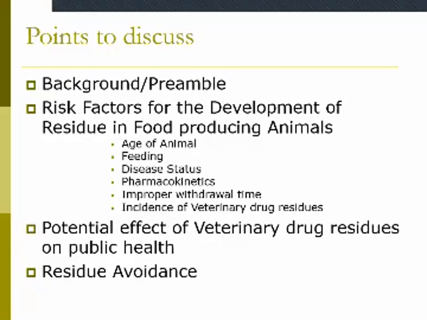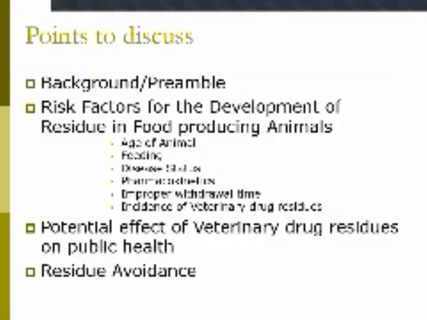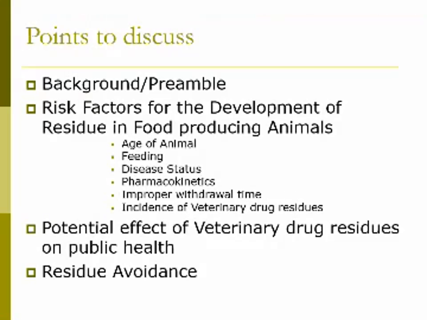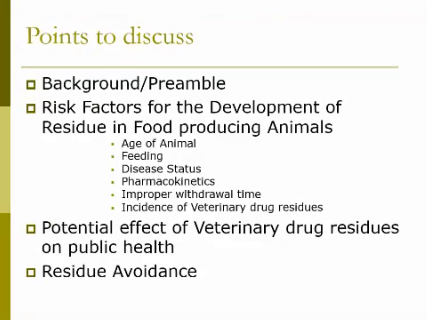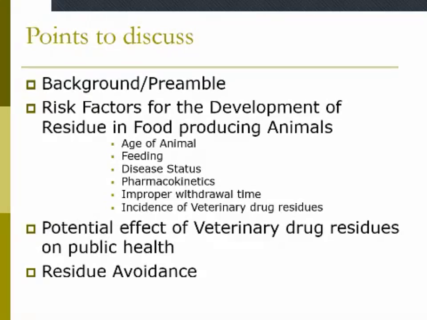The next risk factor, which is associated with the development of residues in food-borne or food-producing animals, is the disease status. So the disease status of an animal can affect the pharmacokinetics of drugs administered, which can influence the potential for residues. This can occur either when the disease affects the metabolic system and consequently drug metabolism, or when the presence of infection or inflammation causes the drug to accumulate in affected tissues.